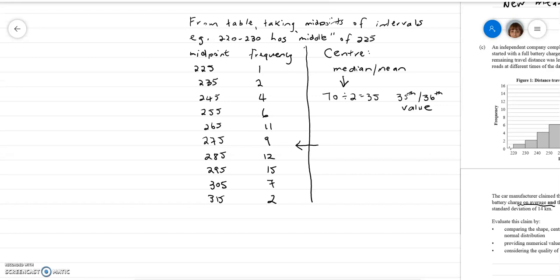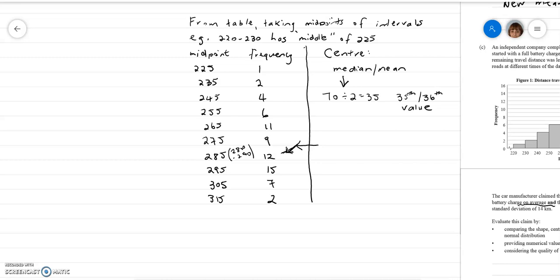Alright, so I like to look at the data first, and if I was wanting the median, well, they tell us there's 70 values, so the median will be like splitting the data into two lots of 35. So it'll be between the 35th and 36th value. Now when I add up these numbers, I've got 7 and 6 is 13, and 11, 24, and 9 is 33. So the 35th or 36th value must be somewhere in this clump in here. So the median must be somewhere in the range, and remember that 285 actually meant 280 to 290. So it lies somewhere in between 280 and 290.